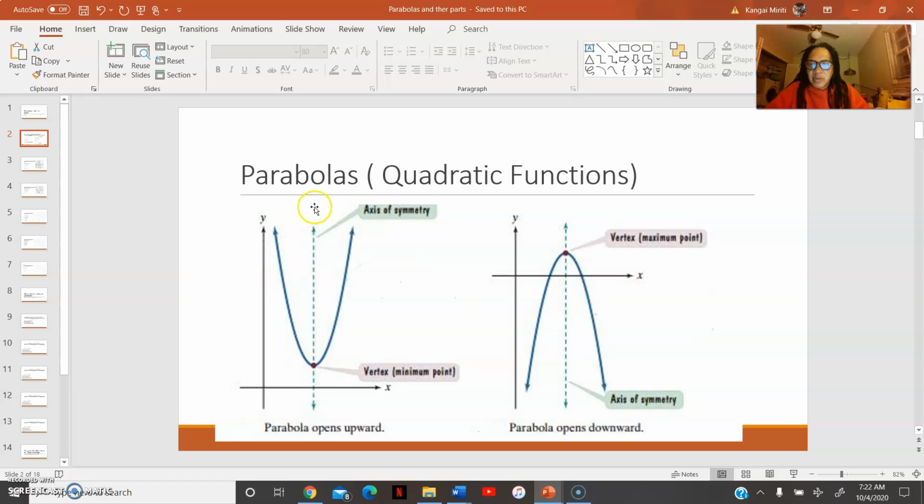Parabolas are symmetrical, so they have what we call an axis of symmetry. If you were to fold them down the middle, the left side should match the right side exactly. So for every point on the left side, there's the same point on the right side. For every point on the right side, there's the same on the left. That axis of symmetry is the line that you could fold down the middle and the parabola would fold over and match on each side. So axis of symmetry, vertex, some open up, some open down.